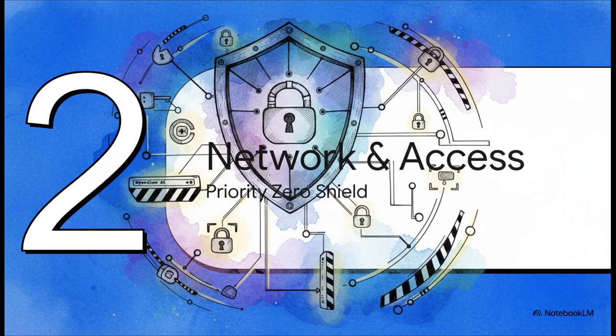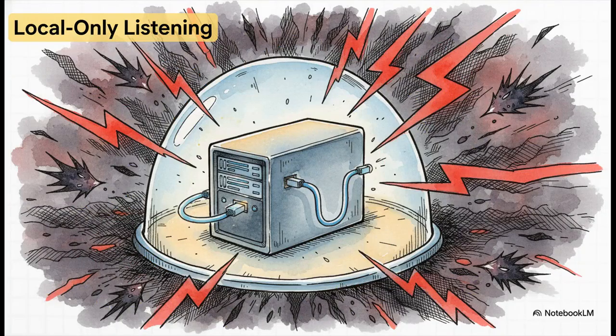Okay, let's dive into the practical stuff. We're starting with our first and most important line of defense, a true priority zero, locking down the network and controlling who can even talk to your agent in the first place. So rule number one, and this is completely non-negotiable, your agent should never, ever be listening for commands from the entire internet, not even from your local coffee shop Wi-Fi.